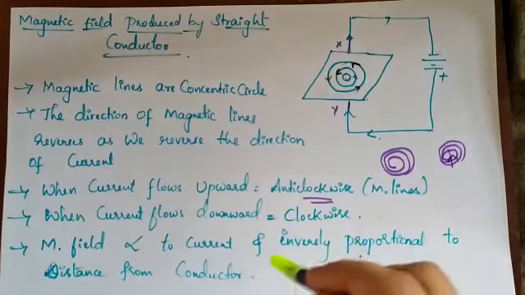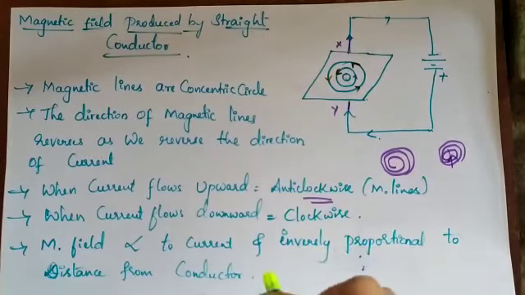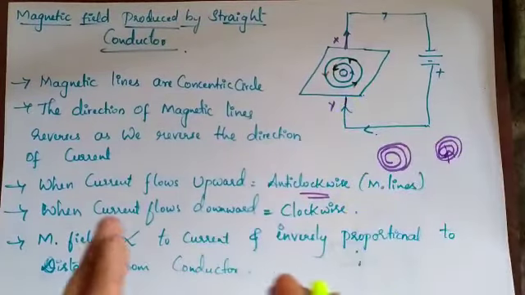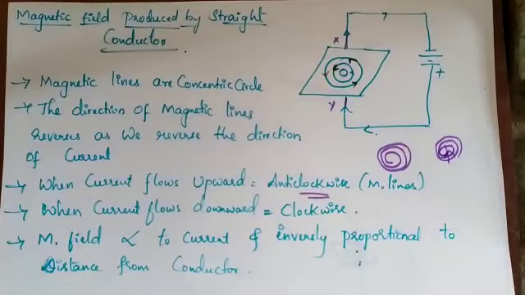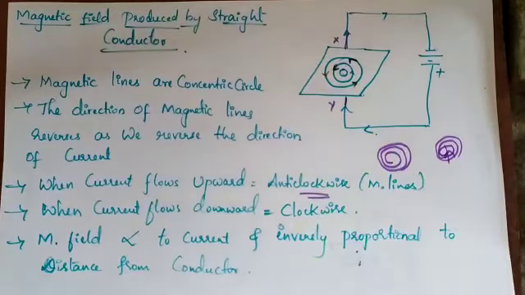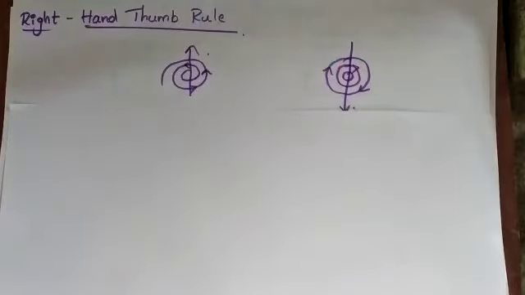To know more about this, there is one rule, that is the right hand thumb rule. When I explain the right hand thumb rule, you will understand how the current flows through it. It is like Snell's rule, here also one rule is there. Based on that rule, you will be able to understand how the magnetic field is produced in a straight conductor. So what is this right hand thumb rule?